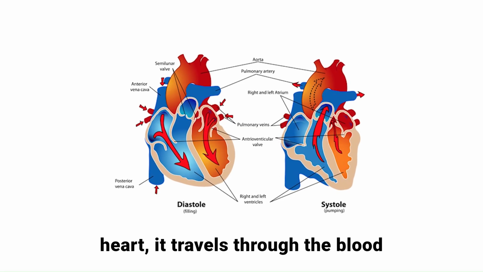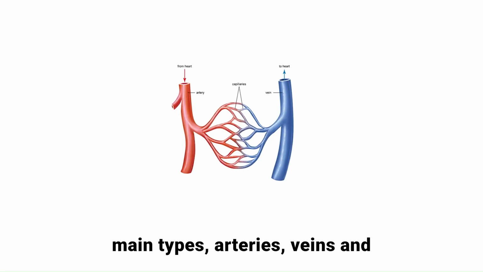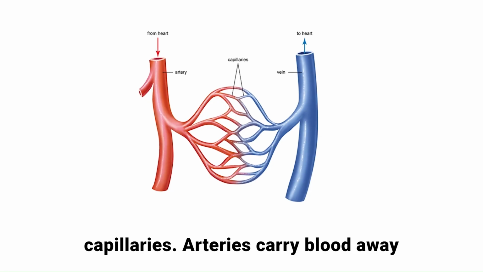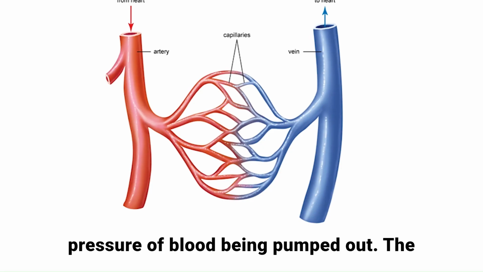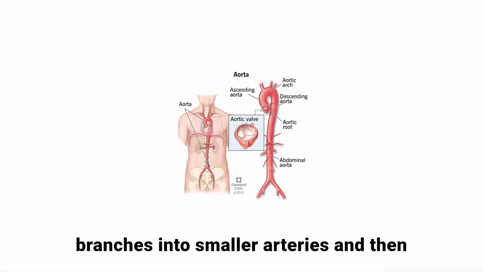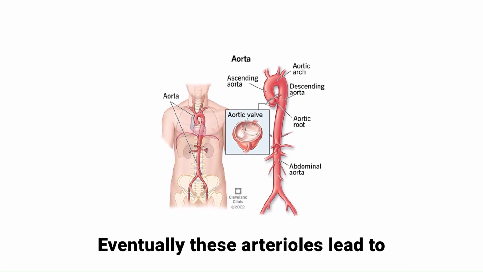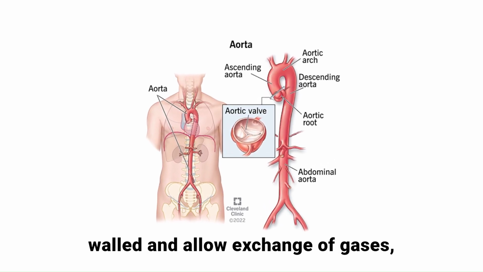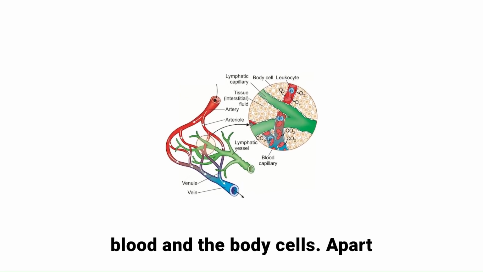Once the blood leaves the heart, it travels through the blood vessels. These vessels are of 3 main types: arteries, veins, and capillaries. Arteries carry blood away from the heart. They have thick, elastic walls to withstand the high pressure of blood being pumped out. The largest artery is the aorta, which branches into smaller arteries and then into even smaller arterioles. These arterioles lead to capillaries, which are extremely thin-walled and allow exchange of gases, nutrients, and waste products between the blood and the body's cells.